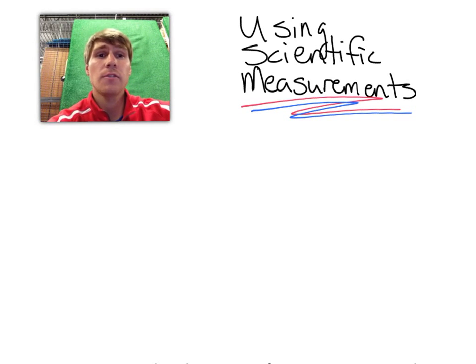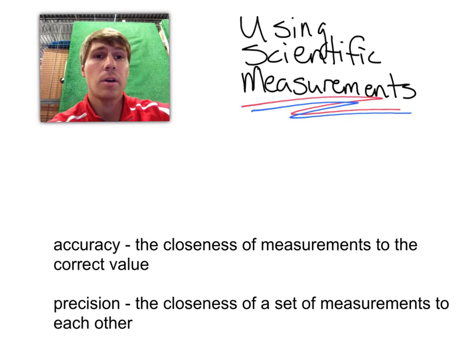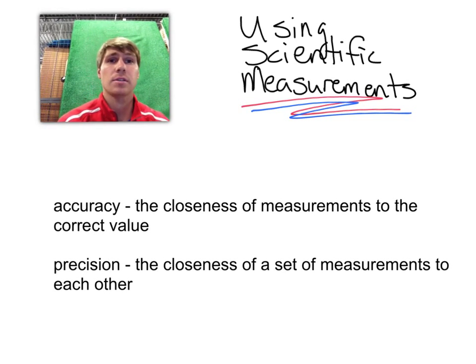Alright, so the first one that we want to talk about is what we call accuracy and precision. So these two things just talk about how good our measurements are. Now, accuracy, the definition is the closeness of measurements to the correct value or the actual value, and then precision is just how close a set of measurements is to each other.